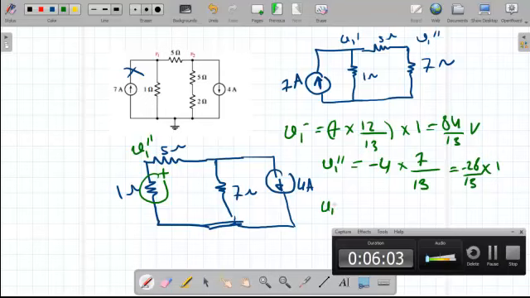So V1 will equal V1' plus V1''. So this will equal, notice the negative sign, so it becomes 56 over 13. So it will equal 0.08 volt.